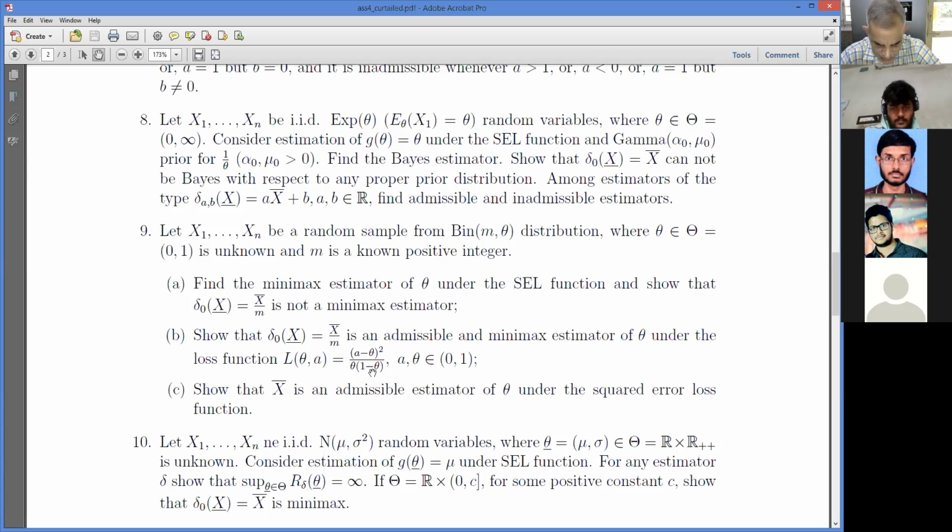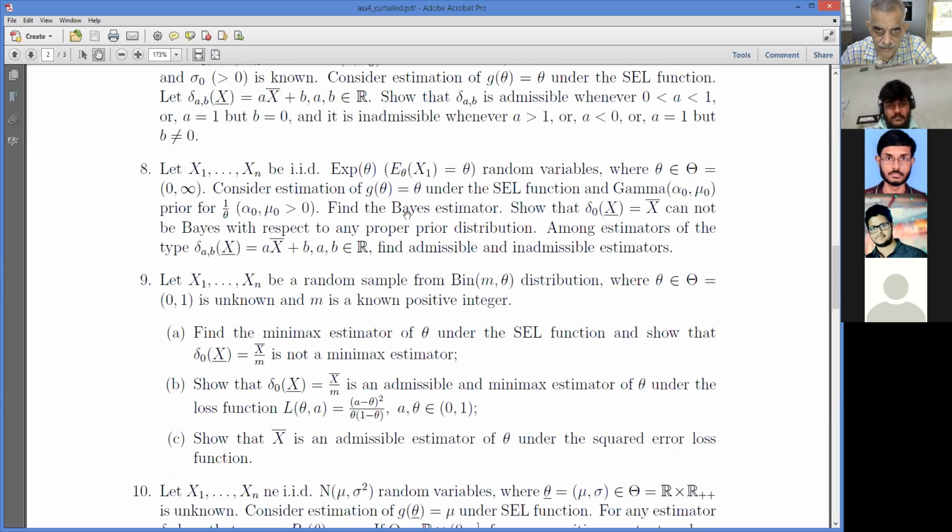Any other doubt anybody has? Sir, in problem number 8, in the last part, can you tell the range of A and B for which it is admissible and inadmissible? So I can check whether I am correct or wrong. Number 8, I haven't worked it out. Let me see if I can. I might have.